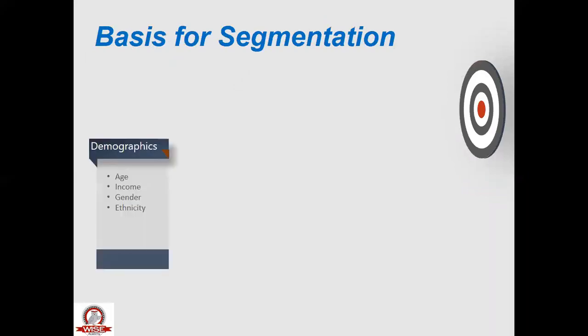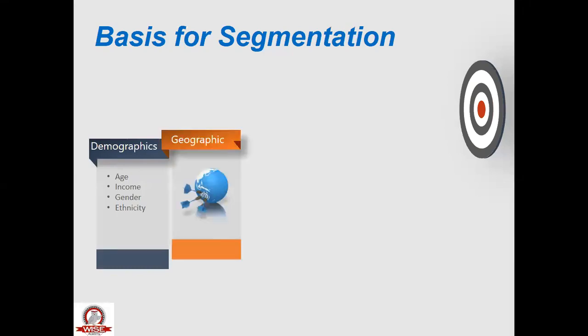There's a number of bases for segmentation. So the first and second basis, and sometimes you've seen them grouped into one, is the geographic and the demographics. So first off, you want to identify, well, where are we going to hold this thing and, or promote our product, and what are the demographics? And when we talk about demographics, we're looking at the age, the income, the gender, and the ethnicity.